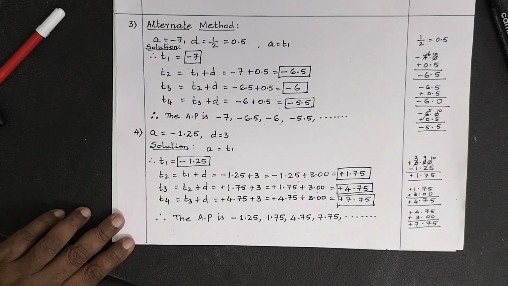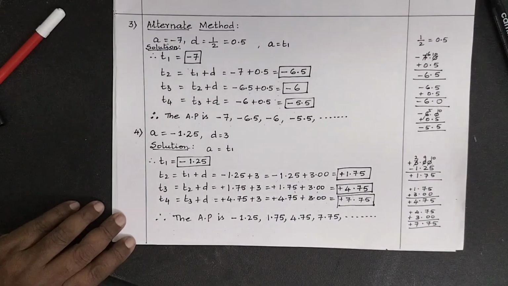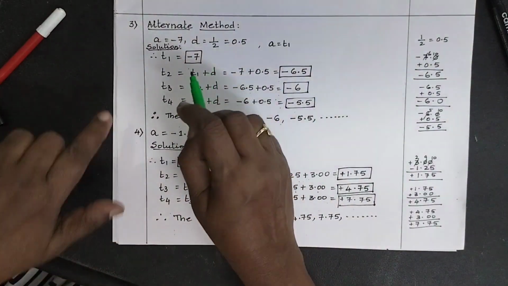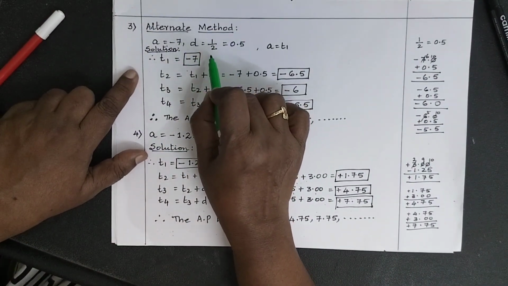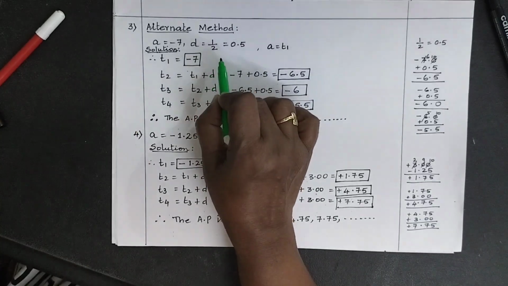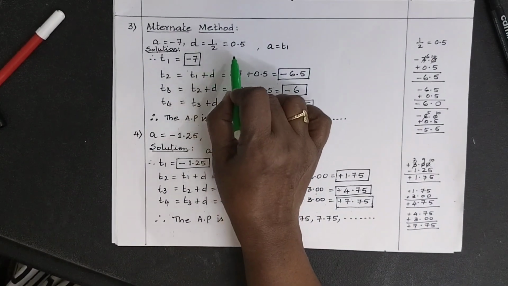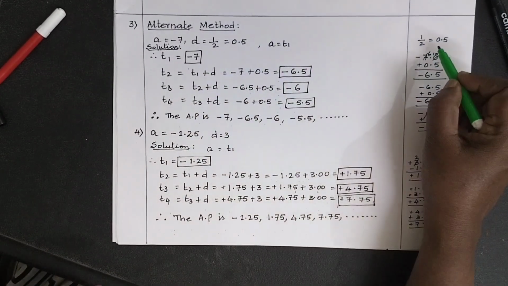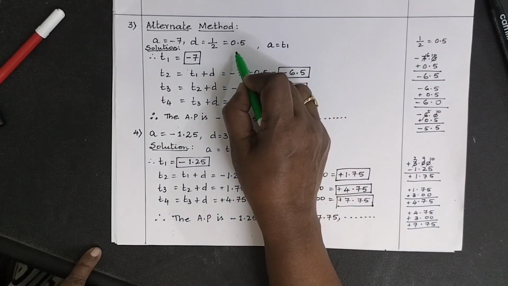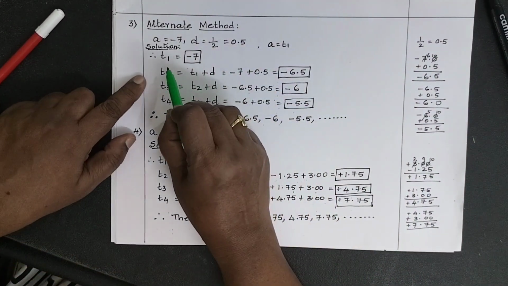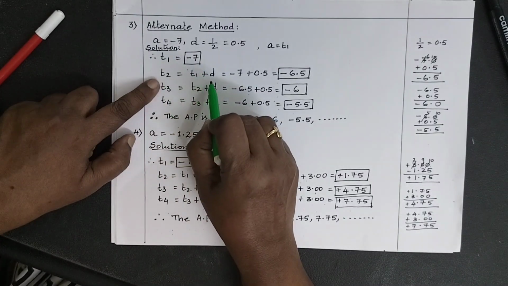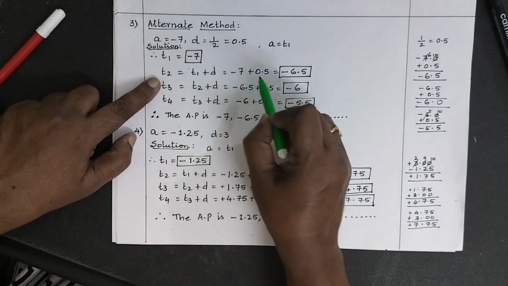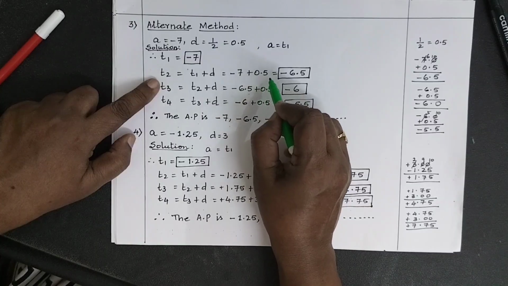Next, third sum. So in the same sum only, alternate method. So A is equal to what? Minus 7, and D is equal to 1 by 2. It is a proper fraction. And convert this into a decimal fraction. So 1 by 2 is what? 0.5. So first term T1 is what? Minus 7. T2 is T1 plus common difference. So minus 7 plus 0.5.